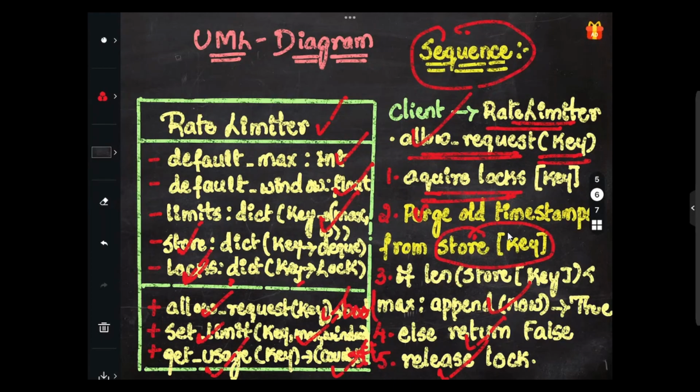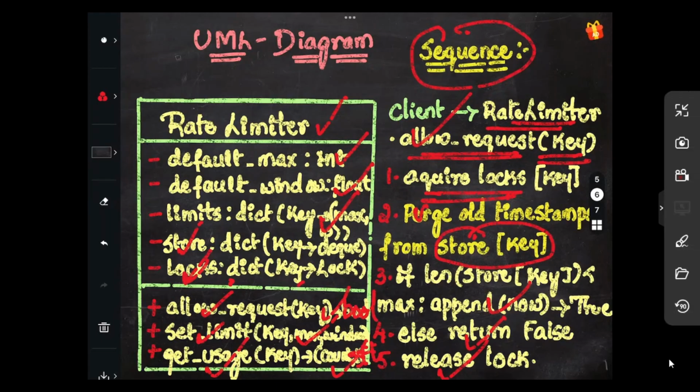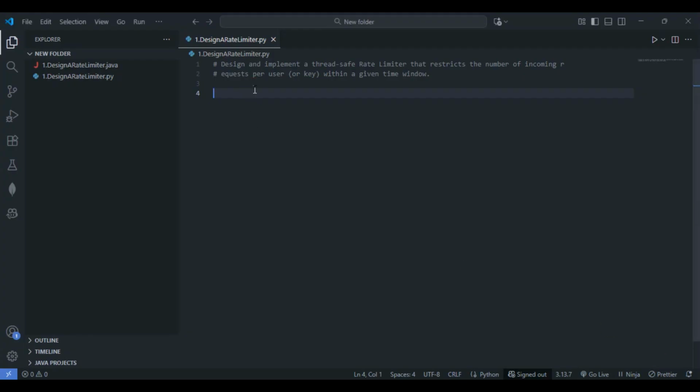Now, as we have seen the UML diagram and discussed certain things that we need to know, let's start writing the code. As I've said, we will be going with the sliding window log algorithm, because it is thread safe. That is the reason we'll be going with it.